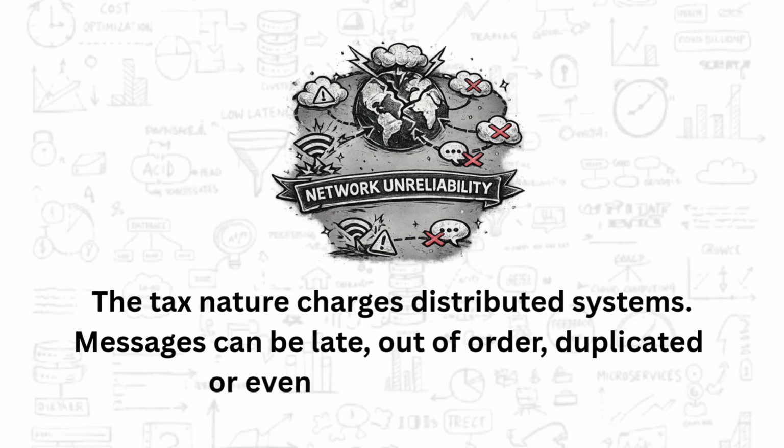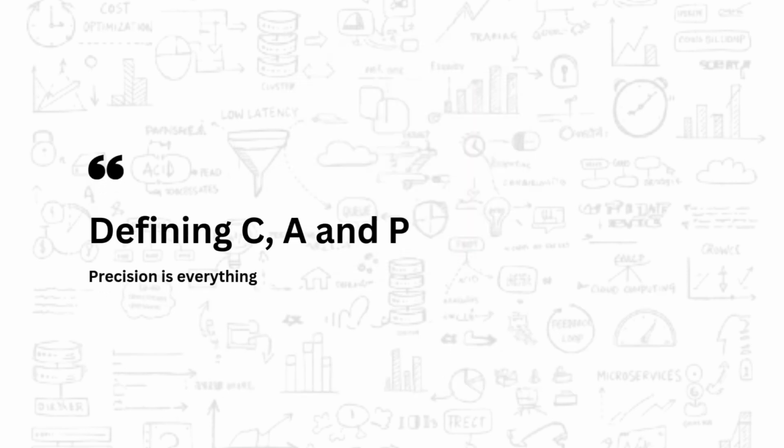See, CAP isn't some rule we invented for fun. It's basically a law of physics. Messages get dropped, they show up late, they come out of order. It's a mess out there. Okay, so with that problem in mind, let's get our definitions straight. Because honestly, this is the part a lot of people get kind of fuzzy on, and for this to make sense, you have to be super precise.